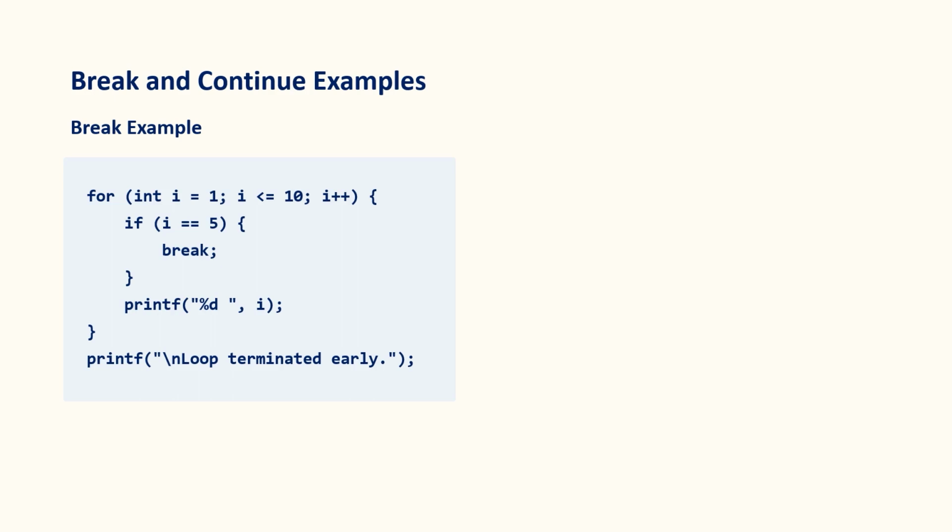After the break, control is transferred to the statement that follows the loop, which in this case prints "loop terminated early". The output of this code is 1, 2, 3, 4, followed by the message "loop terminated early". Now, let's examine the continue statement example.